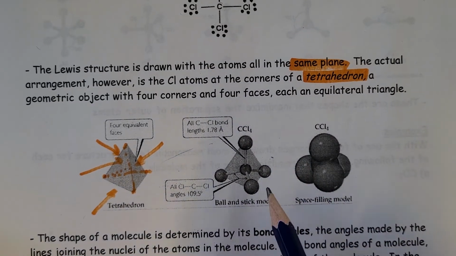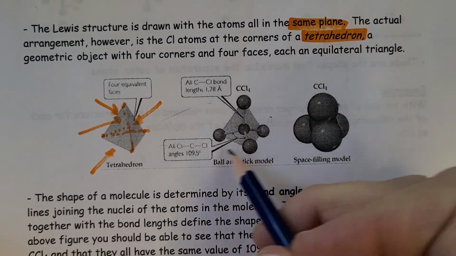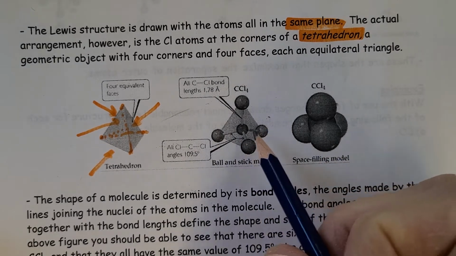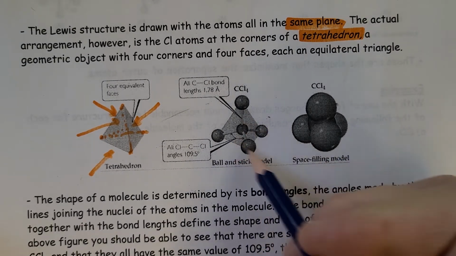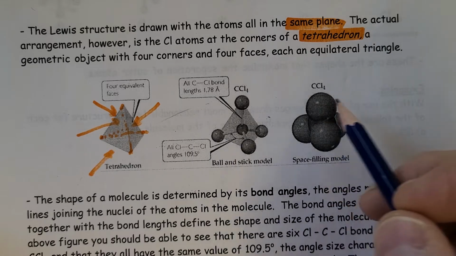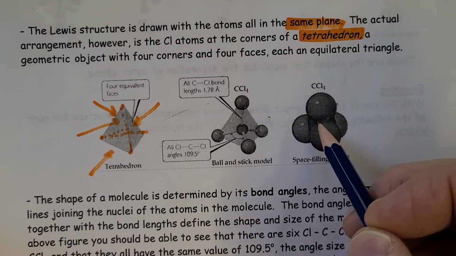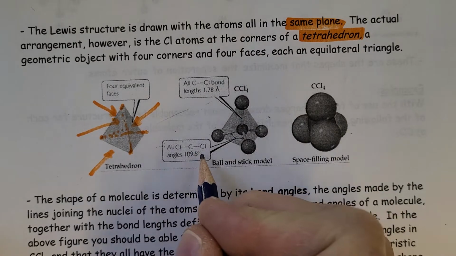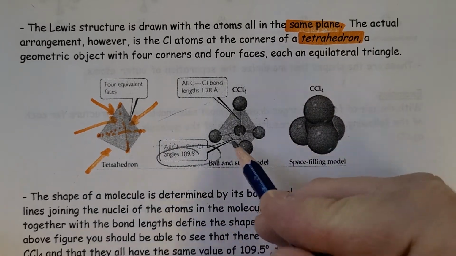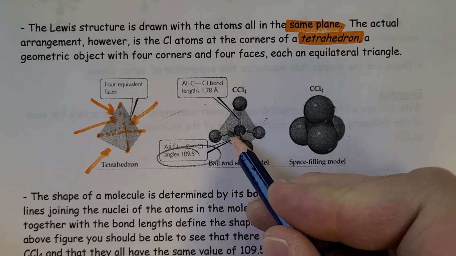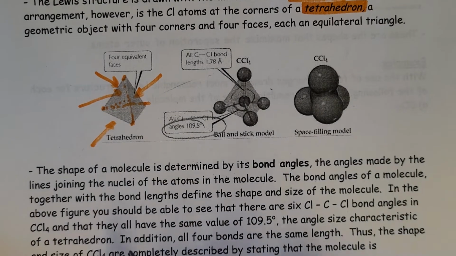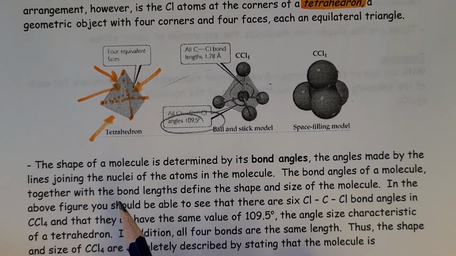Tetra meaning 4, hedron meaning faces. So we can imagine a ball and stick model, like we had in that lab that we did, or we could have a space filling model in which we have almost like balloons, a central balloon plus the 4 other ones, etc. But it forms a tetrahedron. And you would have seen, of course, that the angle made between here and here is 109.5. 109.5 is that magical angle that makes that tetrahedron shape.